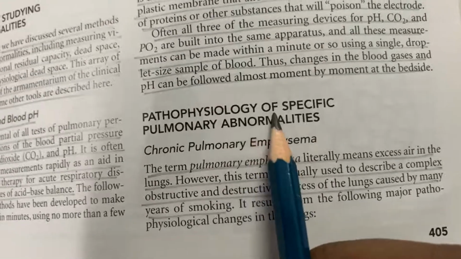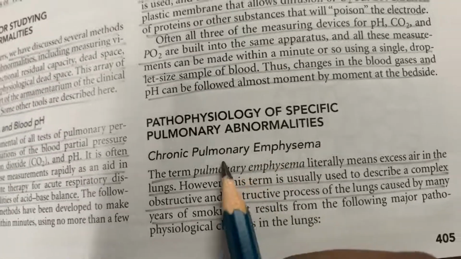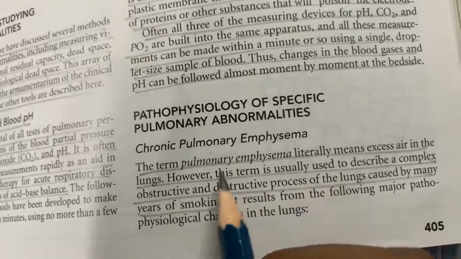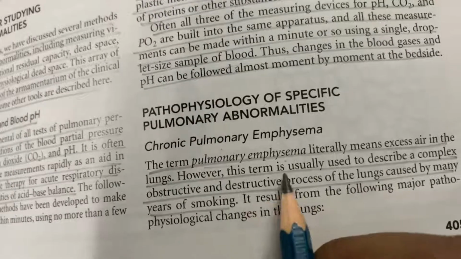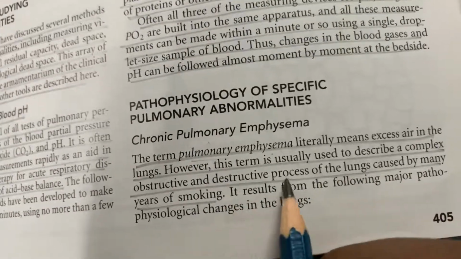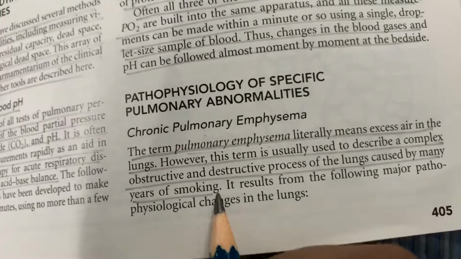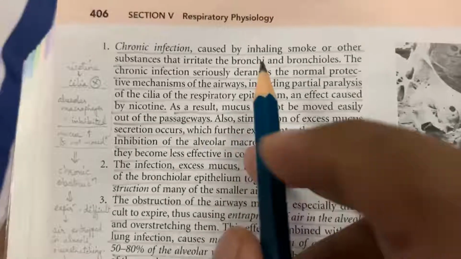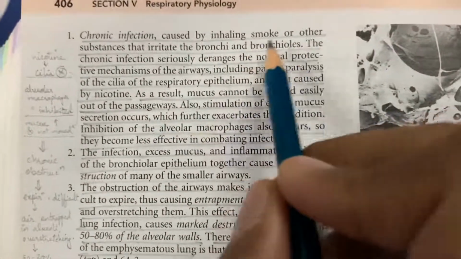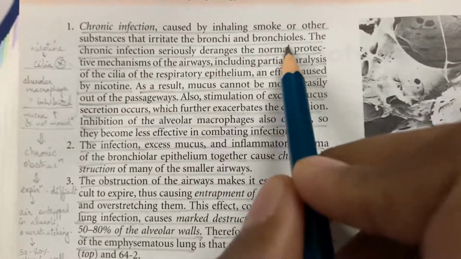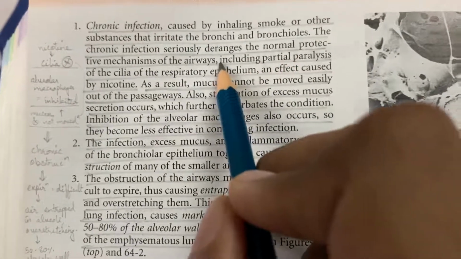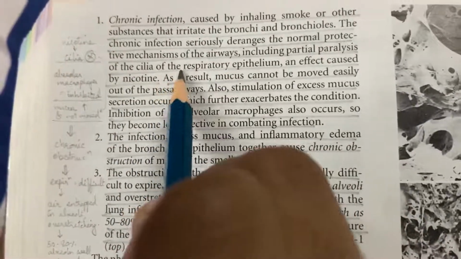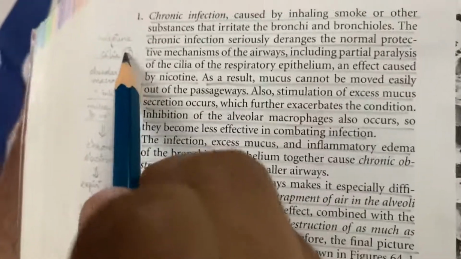Coming to the pathophysiology of specific pulmonary abnormalities, first let's talk about chronic pulmonary emphysema. The term pulmonary emphysema literally means excess air in the lungs. However, this term is used to describe a complex obstructive and destructive process of the lungs caused by many years of smoking. So it results from the major pathophysiological changes in the lungs. First, chronic infection caused by inhaling smoke or other substances that irritate the bronchi and the bronchioles. The chronic infection seriously deranges the normal protective mechanisms of the airways, including partial paralysis of the cilia of the respiratory system, an effect which is caused by nicotine.